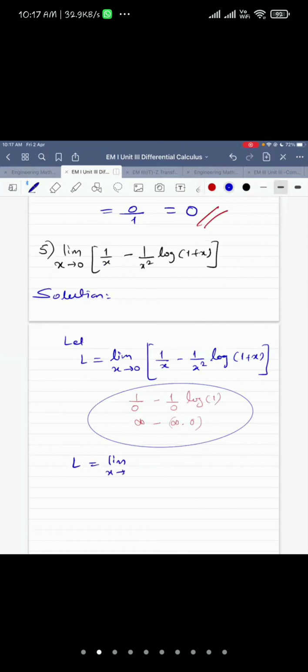See, whenever the term is like this, we cross multiply. Now, in these terms, we have x here and x square here. So x square is the LCM. Here I'll multiply by x and here I'll multiply by 1. So it will be x minus log of 1 plus x upon x square.